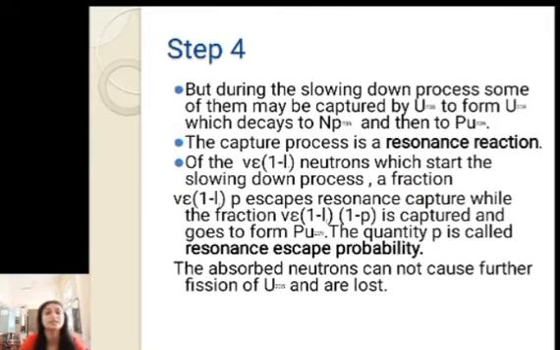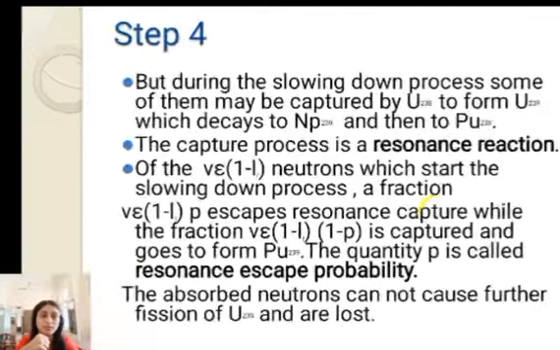What happens next? During the slowing down process, some of them may be captured by uranium-238. If the slowing neutrons are captured by uranium-238, then they form uranium-239, which decays to neptunium-239 and then to plutonium-239.